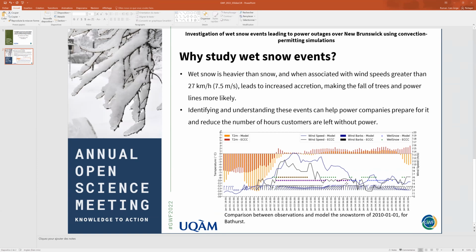So you should come see my poster tomorrow, where you can see more details of these events and more cool information about extreme events over New Brunswick. Okay. Thank you.